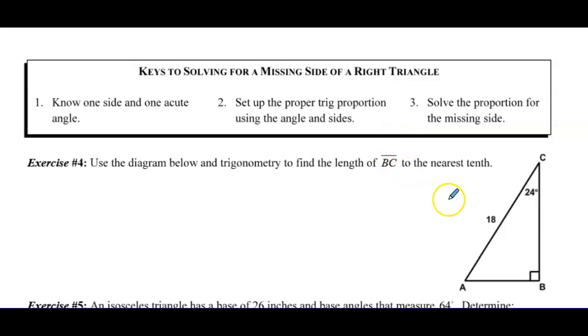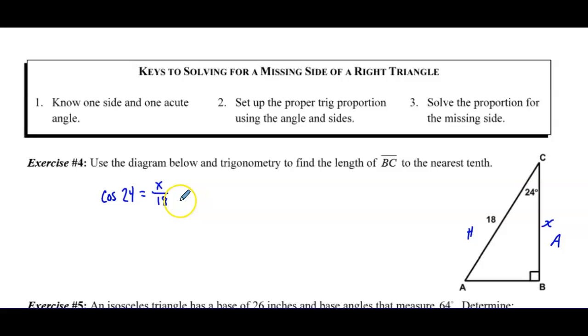Okay, so what I'm looking at here is I'm solving for BC, so that's where my x goes. And so now the 18 is in the hypotenuse position, so that gets a capital H. The BC is in the adjacent position because it's touching the 24-degree angle. So that's an A and an H, which tells me cosine. So I go cosine 24. Adjacent is x. Hypotenuse is 18.